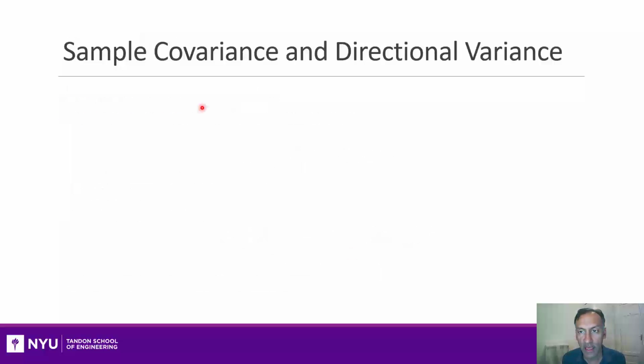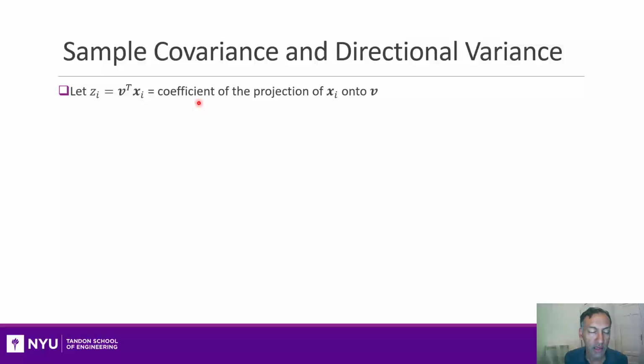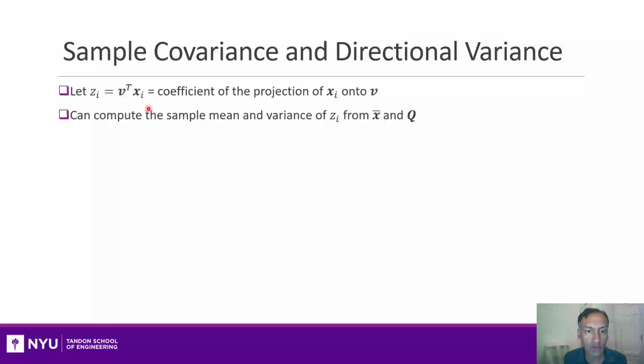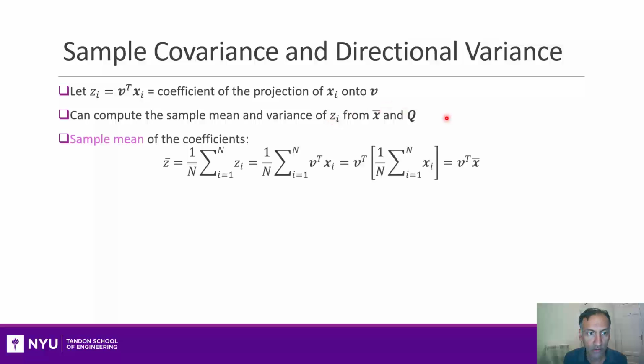So let me show you now how we can use the sample mean and covariance to compute the directional variance. Again, zi is going to denote the coefficient of the projection of our ith data record onto a potential vector v, which is just the inner product of v and xi. And I want to show that I can compute the sample mean and variance of zi from the data mean and data covariance. So let's start with the sample mean. The sample mean, z bar, is just the mean of these.